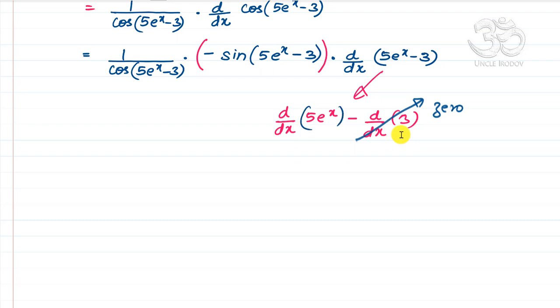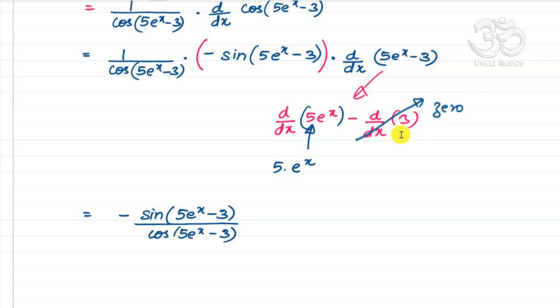So whenever you have a constant multiplied to 5 e power x, okay. So therefore the final answer is minus sine of 5 e power x minus 3 divided by cos of 5 e power x minus 3 multiplied by 5 e power x.